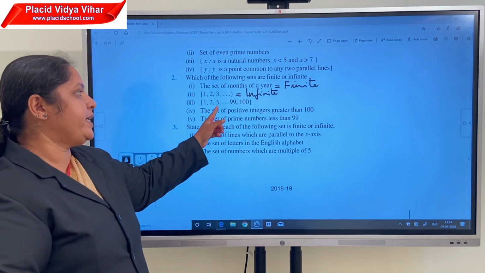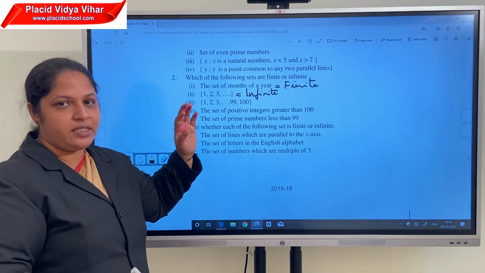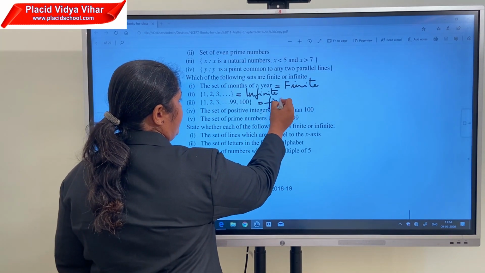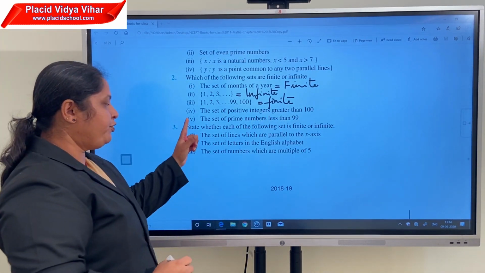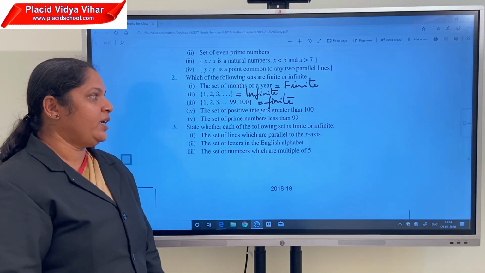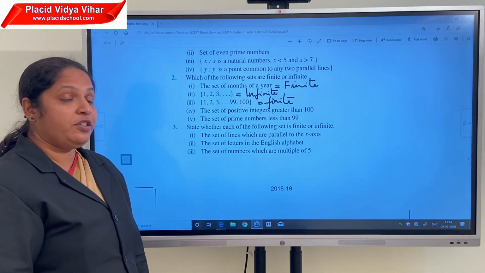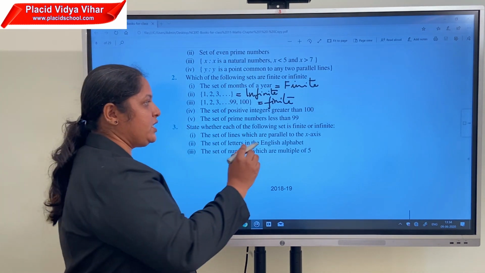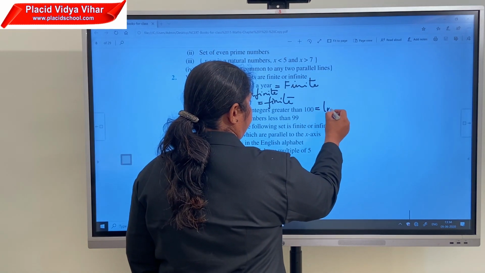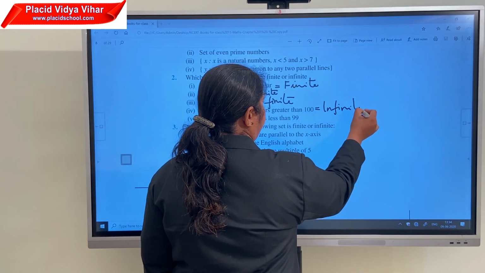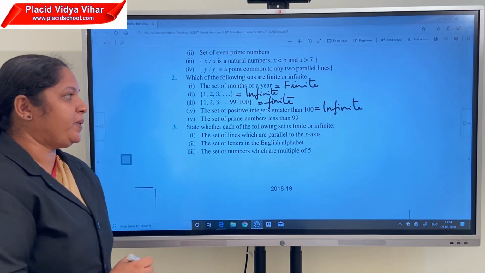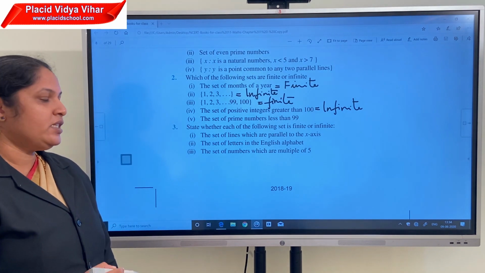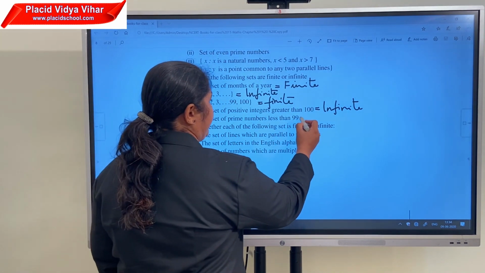Third one, 1, 2, 3, etc., till 99, 100. It is countable and definite. Therefore, we know that it is finite. Number 4, the set of positive integers greater than 100. Positive integers greater than 100 means 101 till infinity. That is infinite. Number 5, the set of prime numbers less than 99. It is countable, hence it is finite.